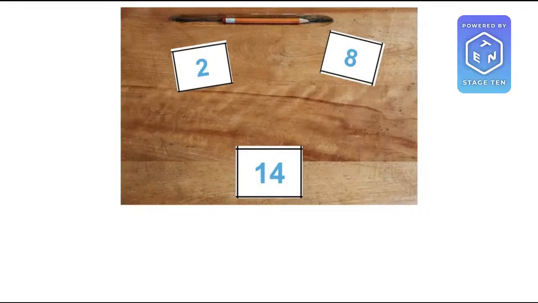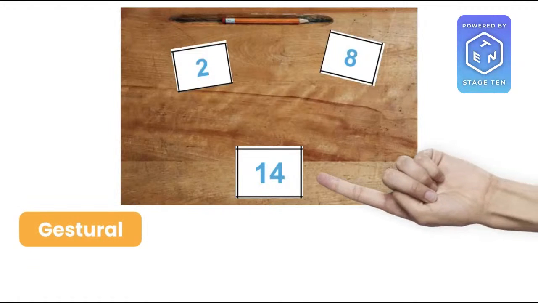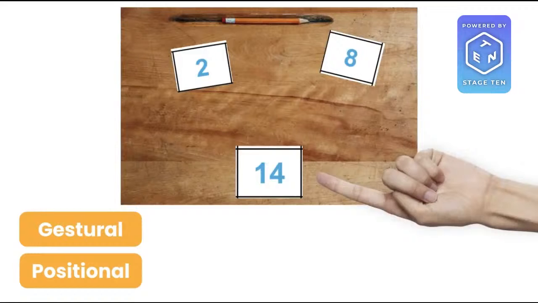For example, a gestural prompt could be given by the instructor motioning or pointing to the desired answer card, or a positional prompt could be provided by arranging the answer cards in an array and placing the desired answer card closer to Jonathan, with the others further away.